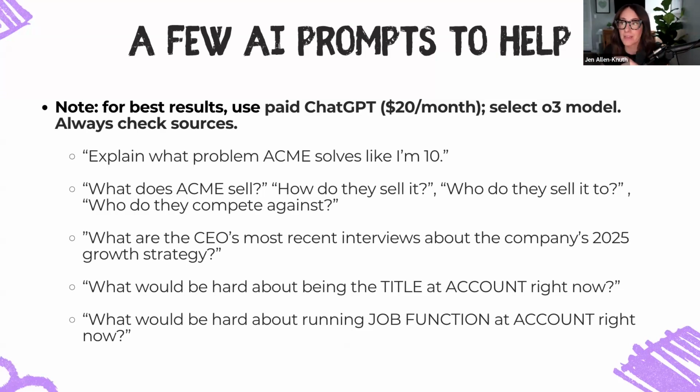The bottom 3 are the 3 prompts. If I could know nothing else about a company, these would be the 3 I'd use. The first one about the CEO's interviews gives me actual sound bites about what that company is trying to achieve. That helps me fill out line number 1 of the email. The bottom 2 prompts help me understand what that individual I'm reaching out to is likely up against. So these are really helpful prompts that eliminate the excuse of I don't have time to do research.